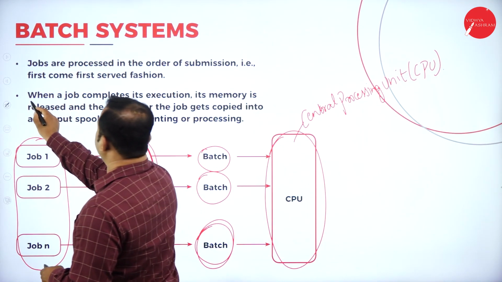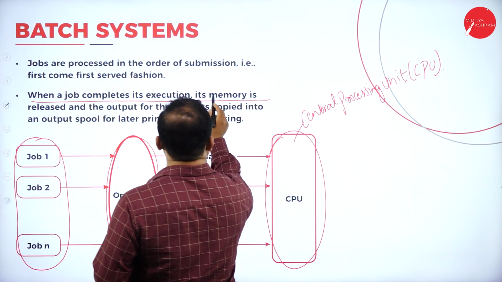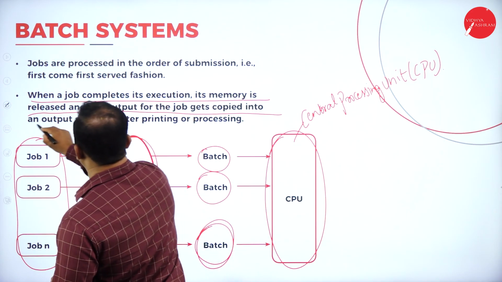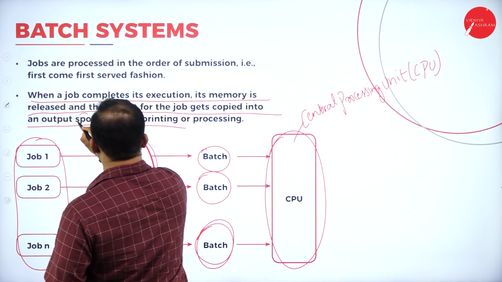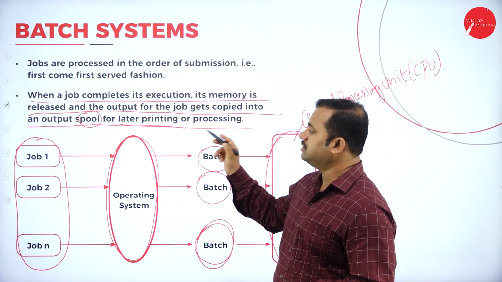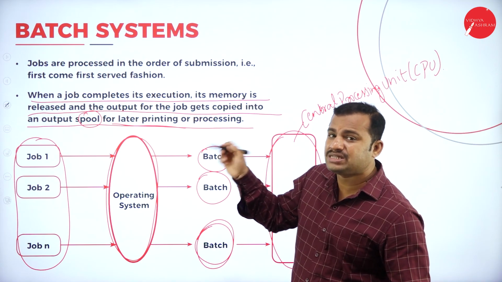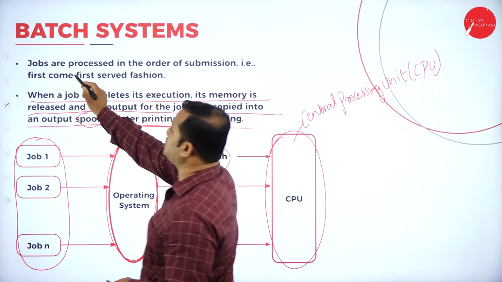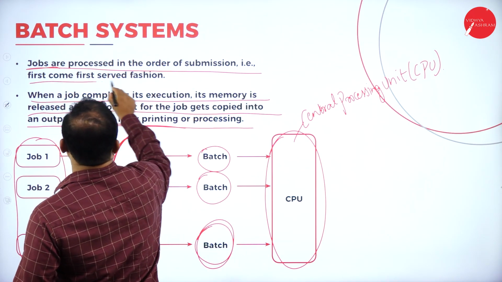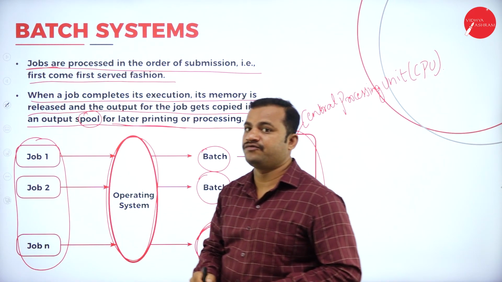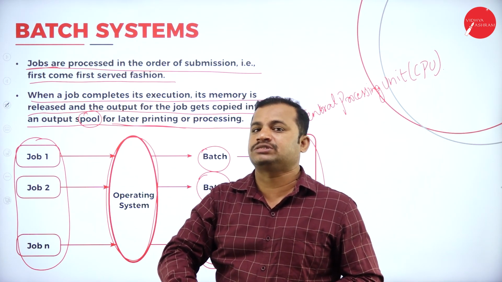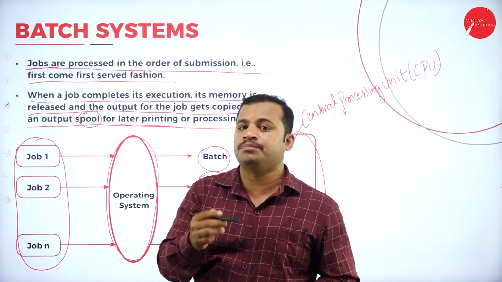When a job completes its execution, its memory is released and the output for the job gets copied into the output pool for later printing processes. This is called the batch processing system, and this is its objective. The jobs are processed in the order of submission, in a first come, first served fashion. That is the order in which they arrived into the batch processing system, and in the same order the output is produced.